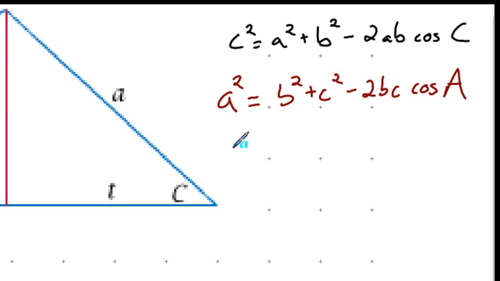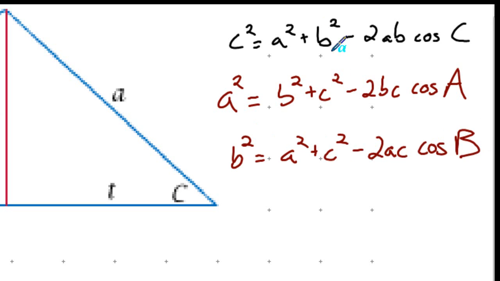Or if I had to solve for the side b, my b squared is equivalent to a squared plus c squared minus 2ac cosine of big B. So these three properties are all laws of cosines to solve each individual side length of that triangle. Here's an example of how we can use that.